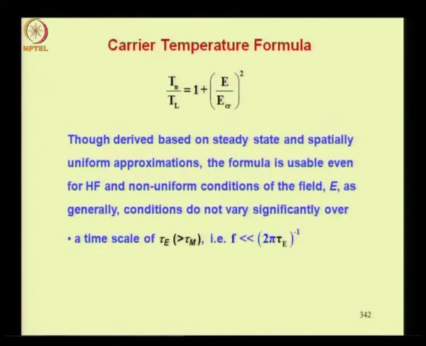This is because generally conditions do not vary significantly over a time scale of energy relaxation time tau E, which is more than the momentum relaxation time. That is, the frequency is much less than 1 by 2 pi tau E. Now while deriving this formula we use both the momentum and energy balance equations, so both tau m and tau E come into play. However, since tau E is more than tau m, tau E becomes the governing factor.